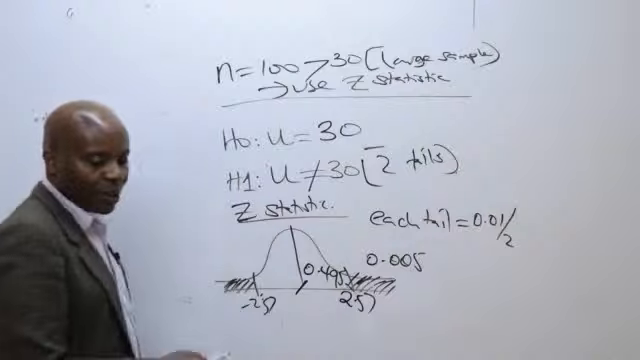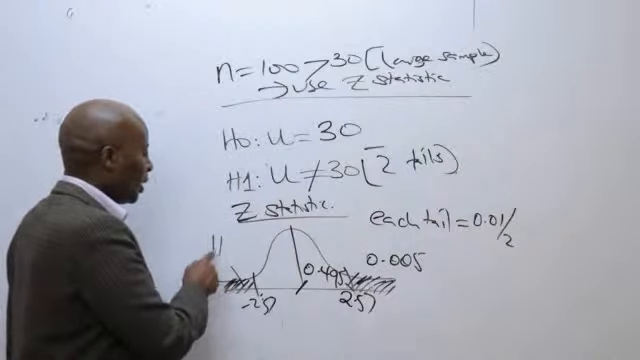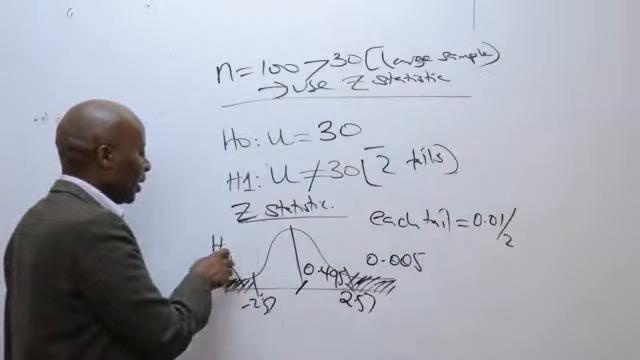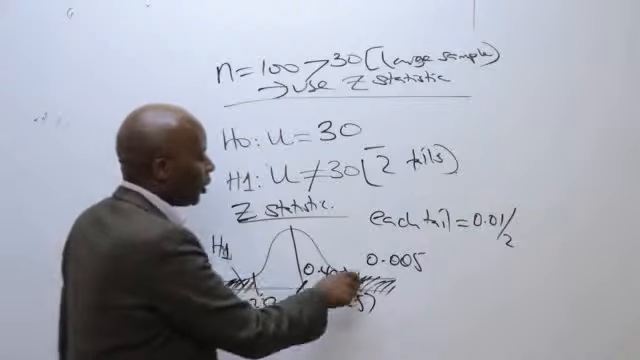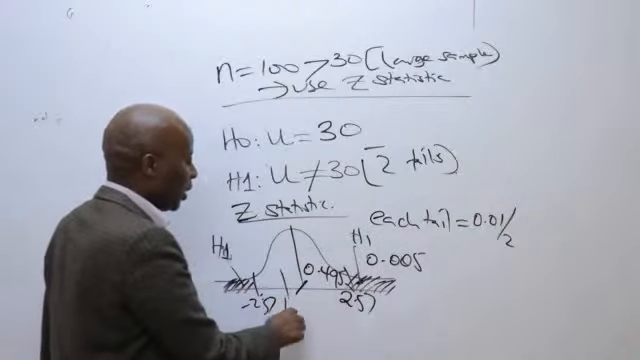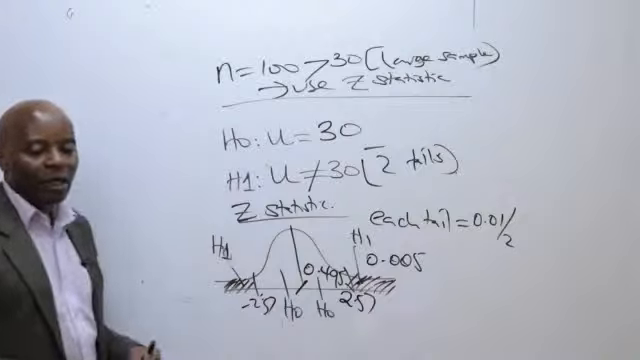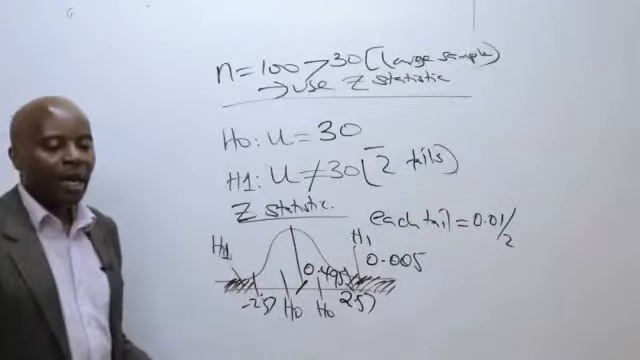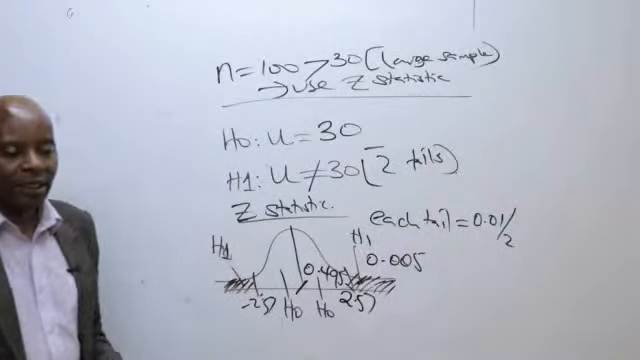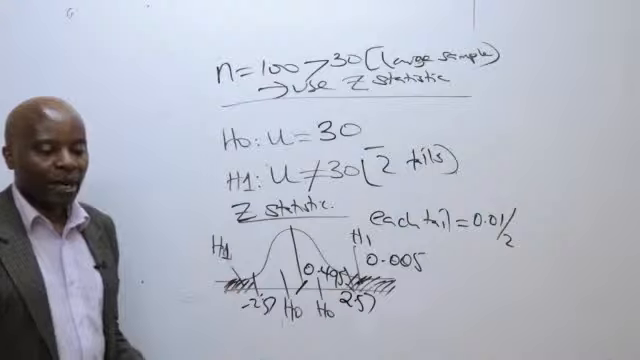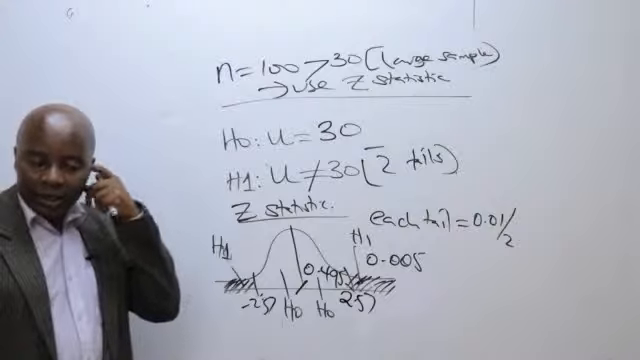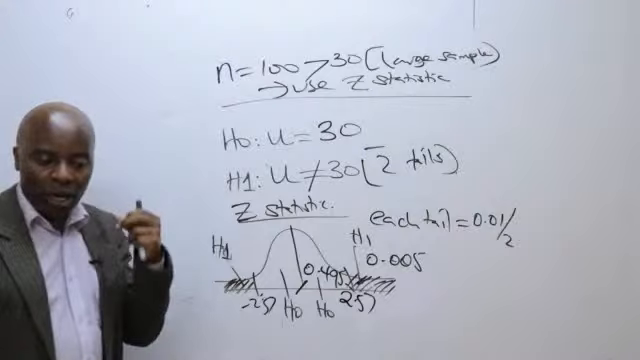And please don't forget to say that this is a H1 shaded. Shaded is always H1. The unshaded ones are the H0s. Please mark yours like that.